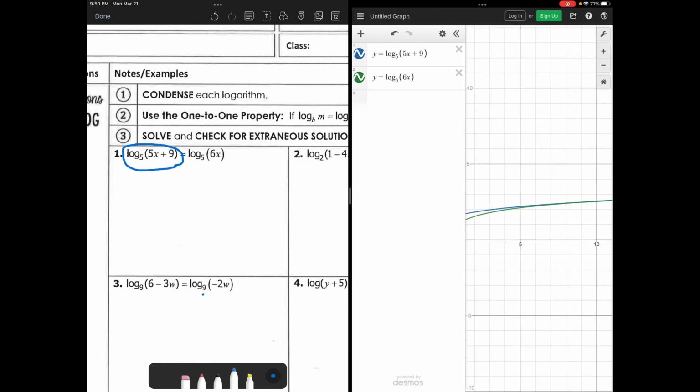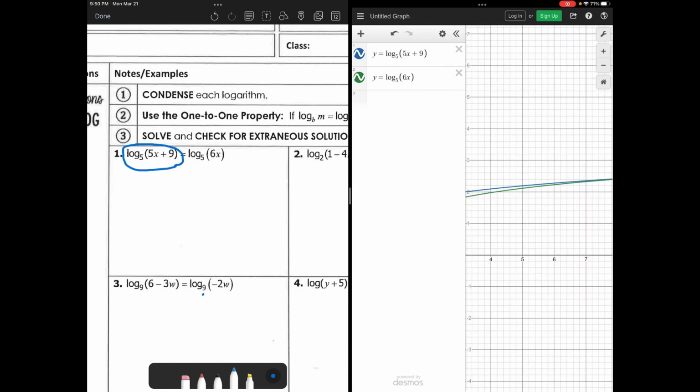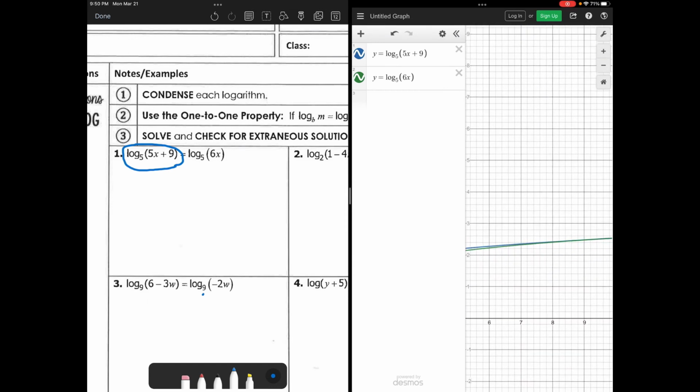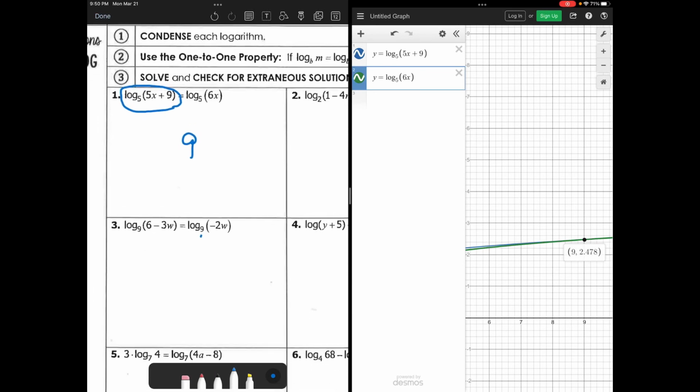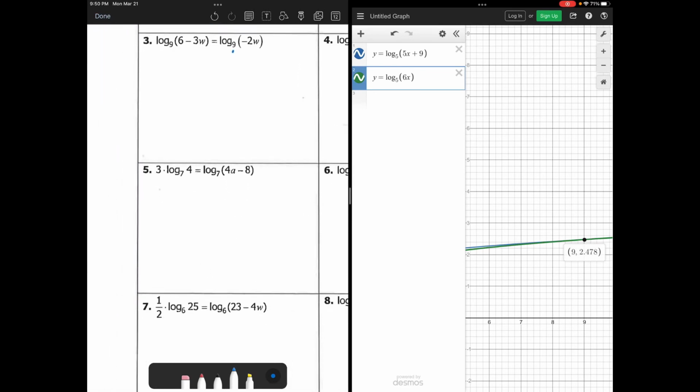Because log functions grow very slowly, sometimes it's hard to see exactly where they intersect, because they both grow so slowly. So you have to kind of play with it. And I'm getting about 9. And I can see that because 9 times 6, and another one would be 45 plus 9, so I think those both are 54. I'm just doing a little checking in my head.